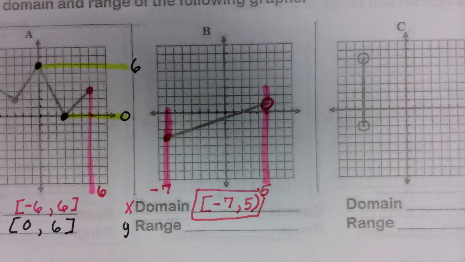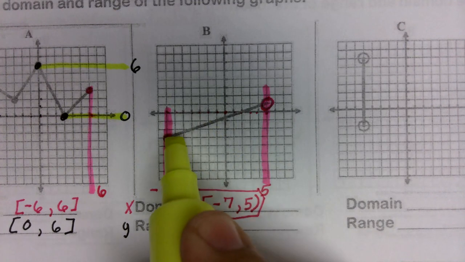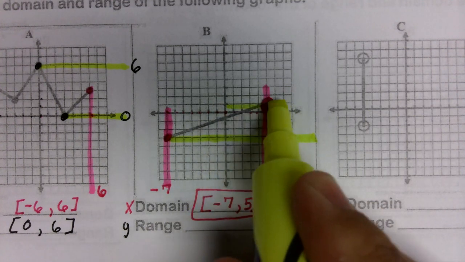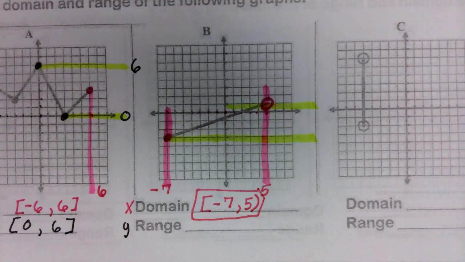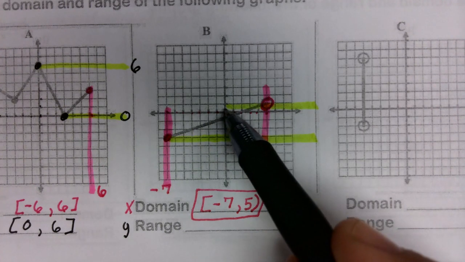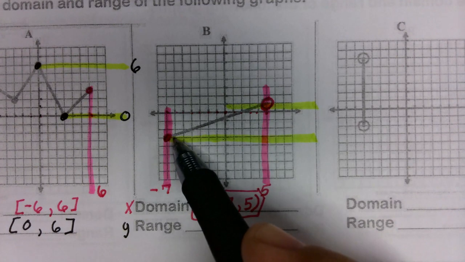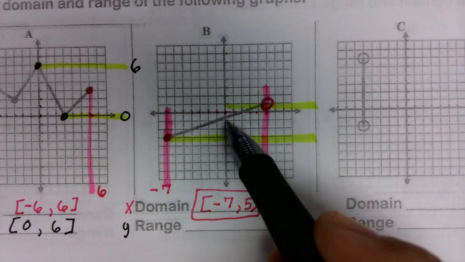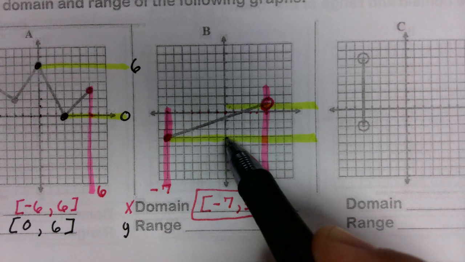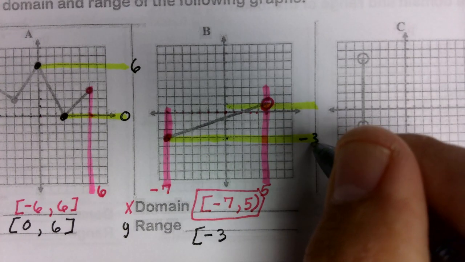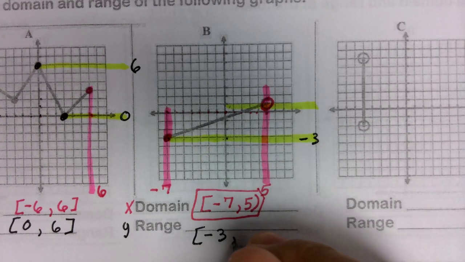Now for my range, I'm going to go ahead and get my highlighter. I see that the lowest that my value goes is right here, and the highest that it goes is right here. I really use the highlighter just so I can see where it touches the y-axis. So this one, notice the lowest it goes is going to be down 1, 2, 3. That is a closed dot, so I'm going to put a bracket and put -3, because that's the lowest it goes and it touches it with a closed dot.